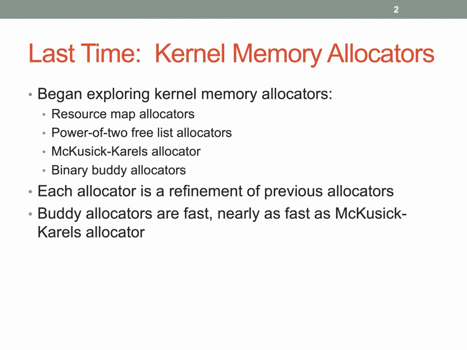The buddy allocators are fast, and as I say on the slide, they're nearly as fast as the McCusick-Carroll's allocator. The McCusick-Carroll's allocator, remember, takes whole virtual pages and chops them into power of two size chunks based on a request, and it tends to be pretty easy to do that. I actually would think that allocating a certain size memory chunk might be faster on a binary allocator because it tends to have really simple free list management.